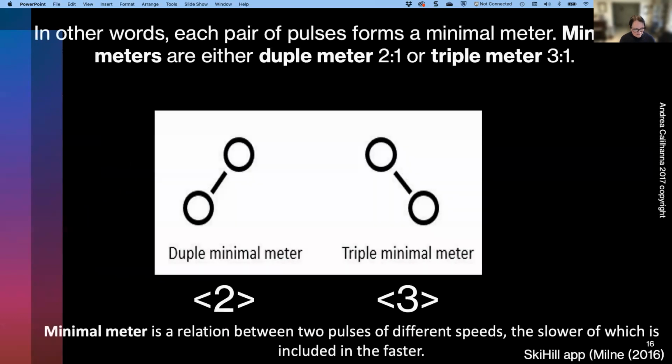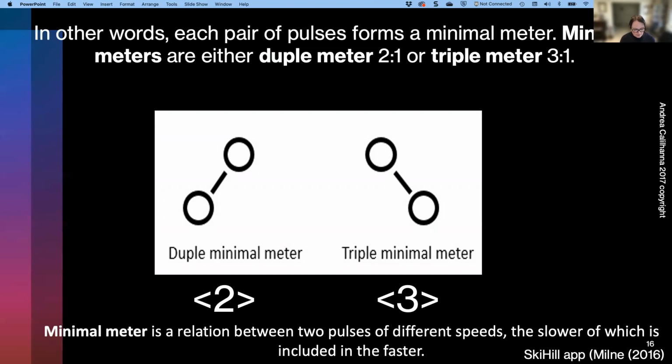The ski hill graph on the left of this slide is a set of pulses in a relation of 2 to 1, also known as the minimal duple meter, the least amount of meter possible. On the right side of this slide is a set of 2 pulses in a relation of 3 to 1, also known as a minimal triple meter.